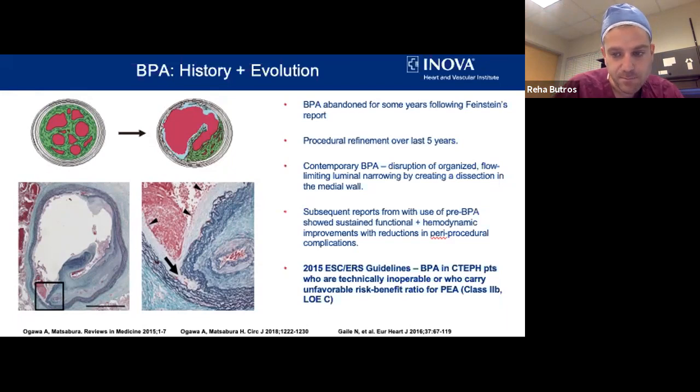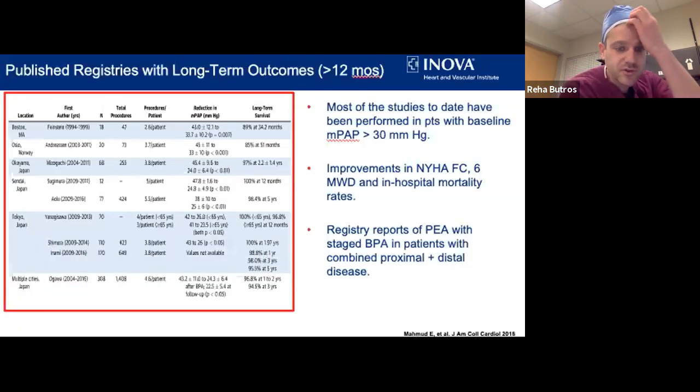And now it's considered an alternative procedure for those who are not operative candidates. There are subsequent patient registries, a significant portion coming from Japan, that showed improved functional tests and reductions in the pulmonary pressures in those that have had BPA. You can see one of the registries was 308 patients. These were all done in the late 2000s.